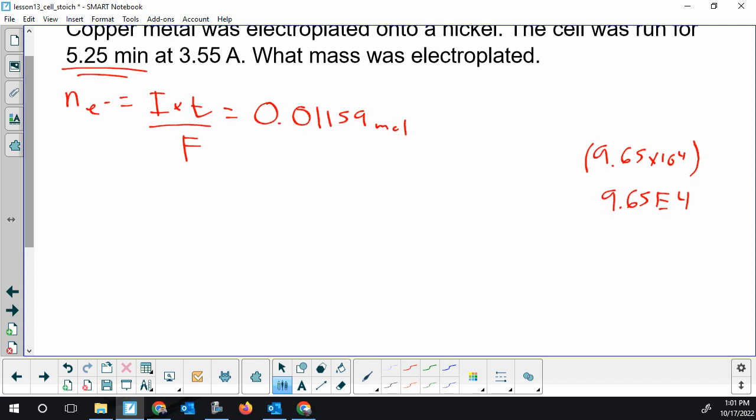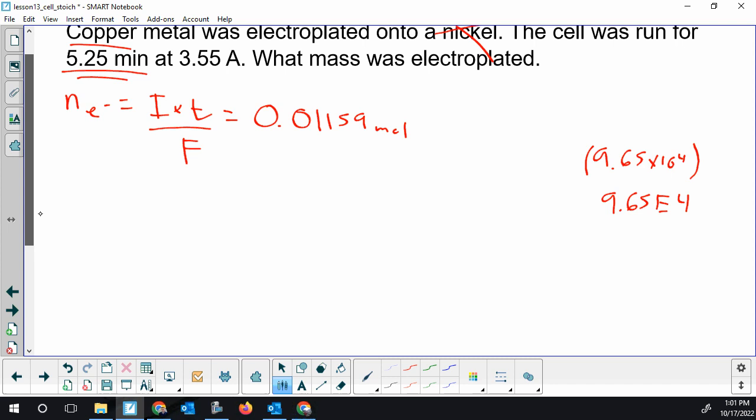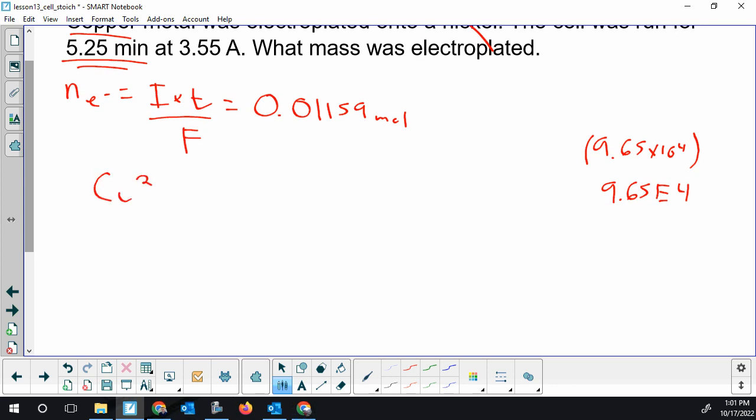Next step is what are we plating? Copper metal was electroplated onto nickel. Okay, I don't care what it was plated onto, I just care it's copper. So the half reaction in your table is copper 2 plus 2 electrons makes elemental copper. Okay. The ions, we're not going to use those. We're just using the electron coefficient and the metal that is formed, the elemental metal. So it's the same ratio as the previous example.